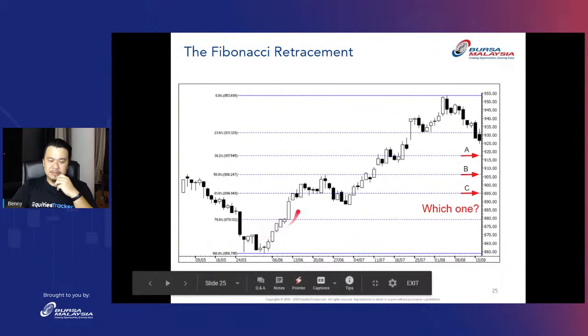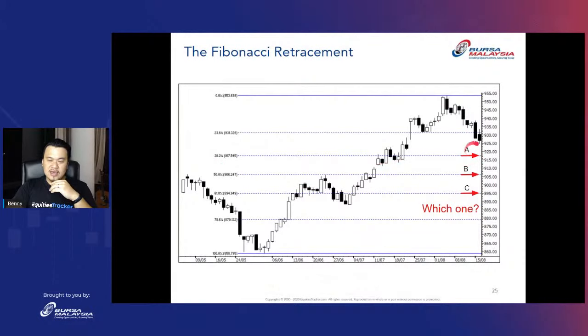For example, this is a composite index, which I did an example of a long time ago. Let's say the beginning of a trend here, and this is the possible ending, and the price is pulling back. When I put a Fibonacci retracement tool, the 38.2% is where A is, 50% is B, 61.8% is C. So the question is, at which level would the price find support? A, B, or C?